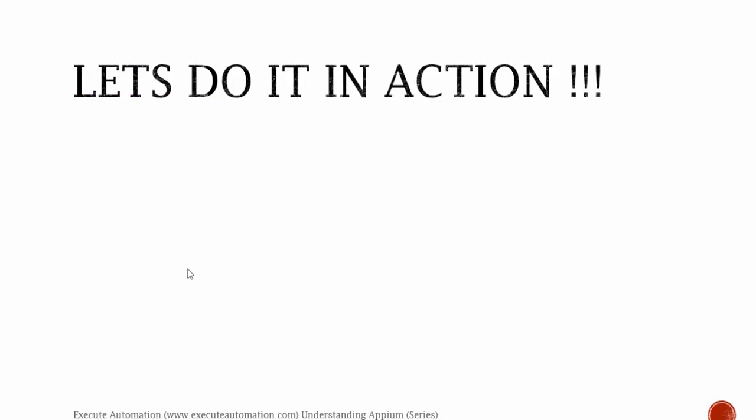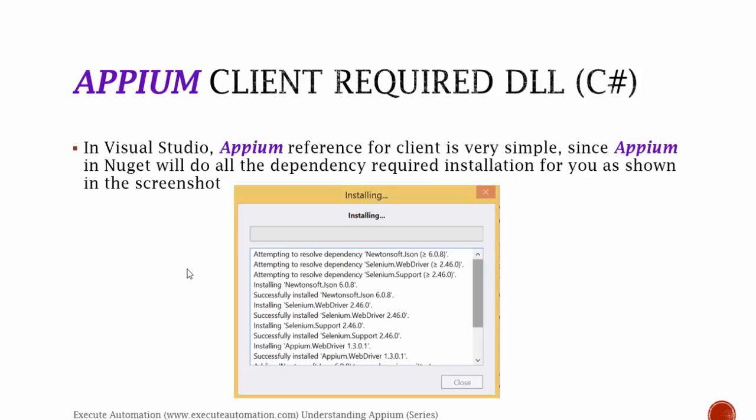But for Visual Studio, we don't have to worry about that, since adding the Appium reference for the client is very simple in Visual Studio with the help of NuGet Package Manager. You can just right-click the references, hit Manage NuGet Packages, and search for Appium. This window will pop up and it will install all the dependency DLL files for you in the project, and you are good to go in writing the code in just a few seconds. So Appium client DLL installation is very simple in Visual Studio compared to Java Eclipse installation, at least.